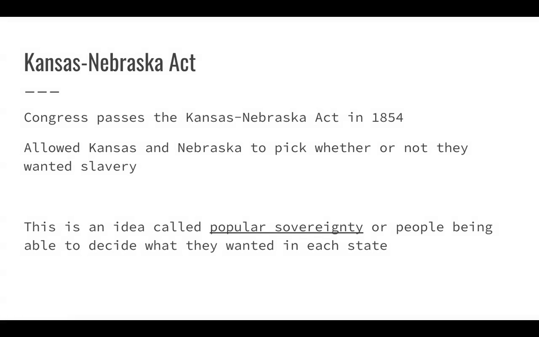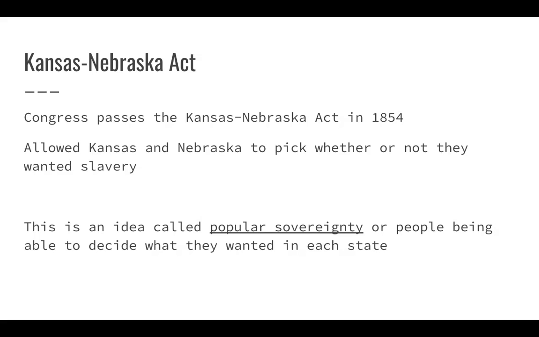However, the Kansas-Nebraska Act is going to be passed in 1854. It's going to allow Kansas and Nebraska to pick whether or not they wanted slavery. This is an idea called popular sovereignty, or people being able to decide what they wanted in each state. They have the sovereignty, the freedom, and the popular means that the people get to choose, that people have the freedom to choose. In the context of American history, popular sovereignty is related to the selection of slavery.